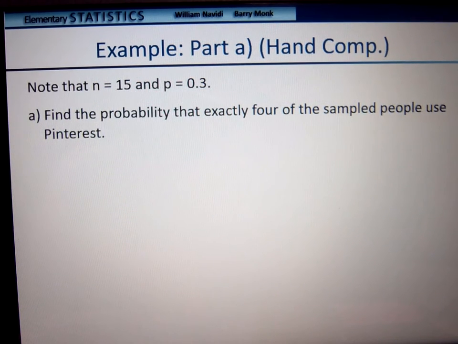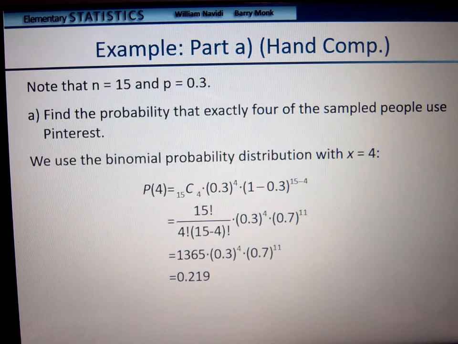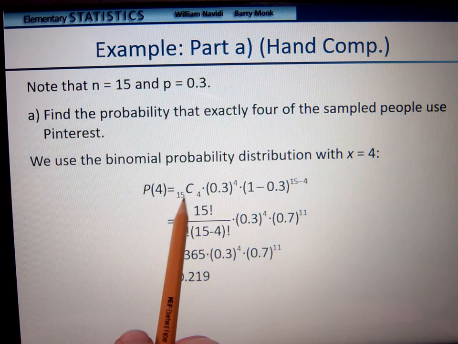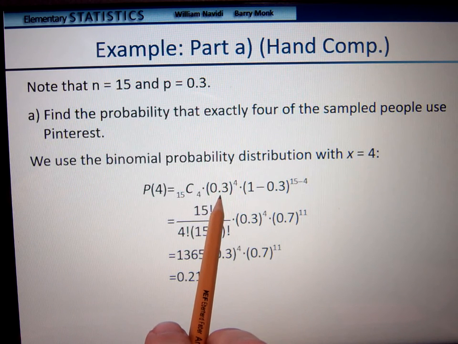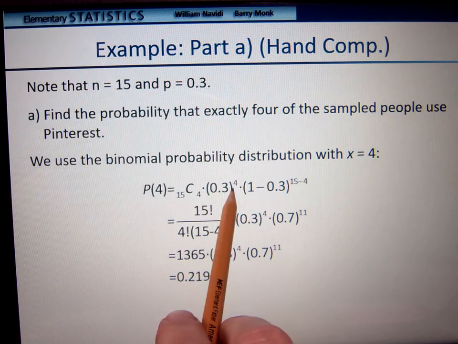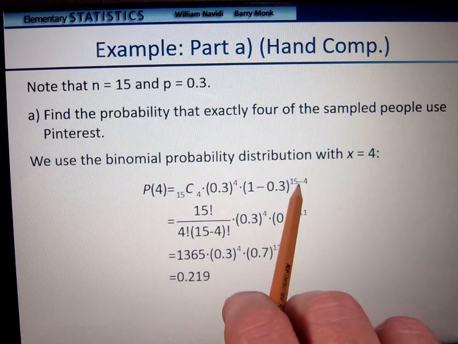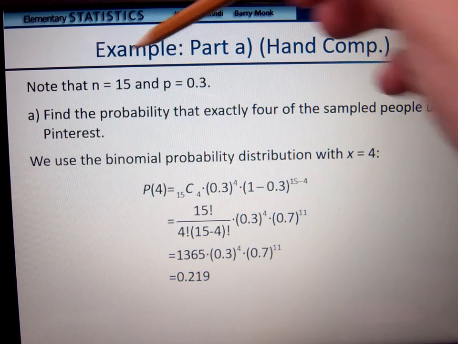Alright, so here's A. We had 15. We know the probability of success is going to be 0.3. We want to find the probability that exactly 4 of the sampled people use Pinterest. Here we go. Probability of exactly 4. We're going to take the combination. We have 15 total. We're looking at 4. Whatever this is going to be, your successes. That's what we're looking for. 4 successes. 0.3 to the 4th. And then this is going to be 0.7. And then 15 minus 4. These two will always add up to n.